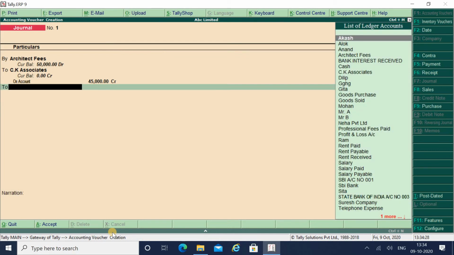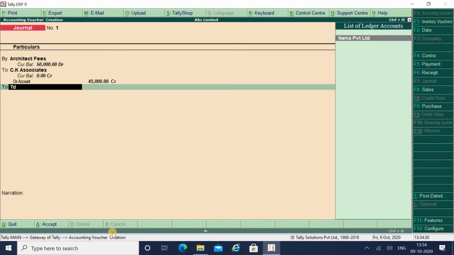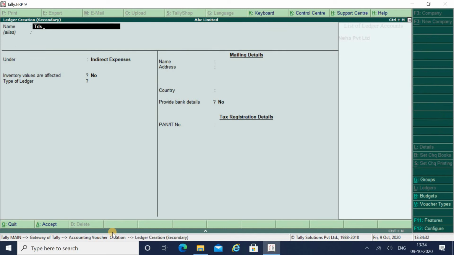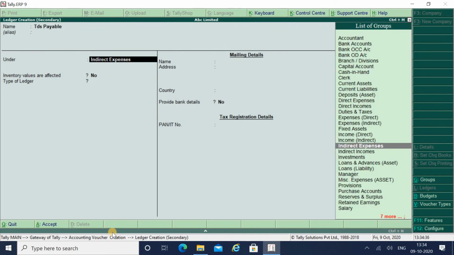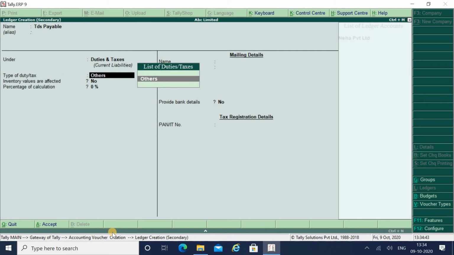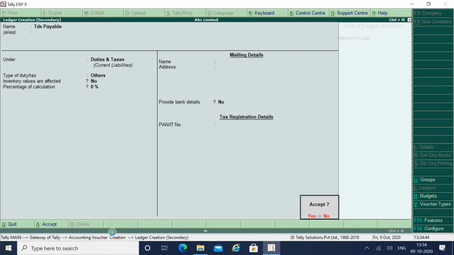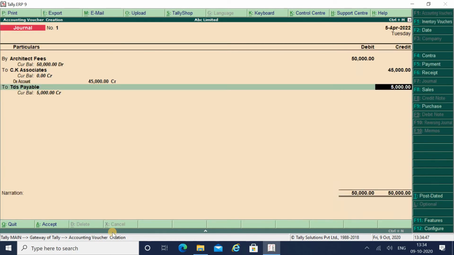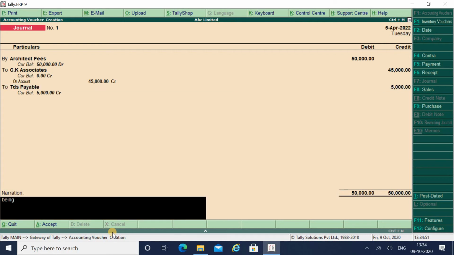Then what about the rest of the amount? In the name of TDS, we have deducted 5,000, and for this TDS payable you have to create the ledger as TDS payable and group it under duties and taxes. And 5,000 should get reflected under TDS payable. Give the narration as being expense realized and TDS realized.